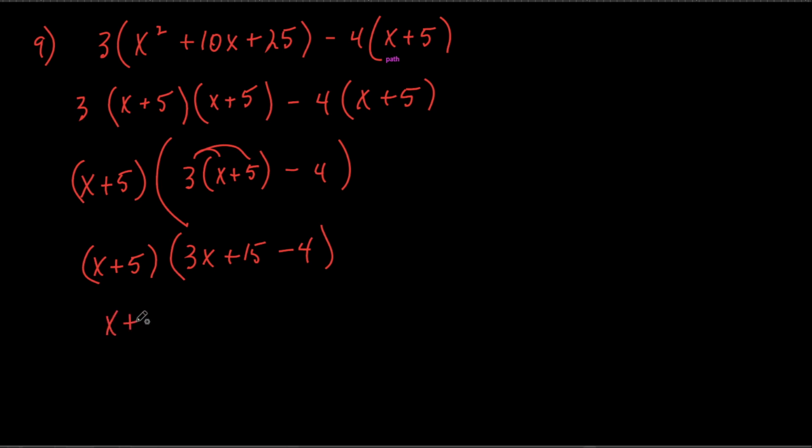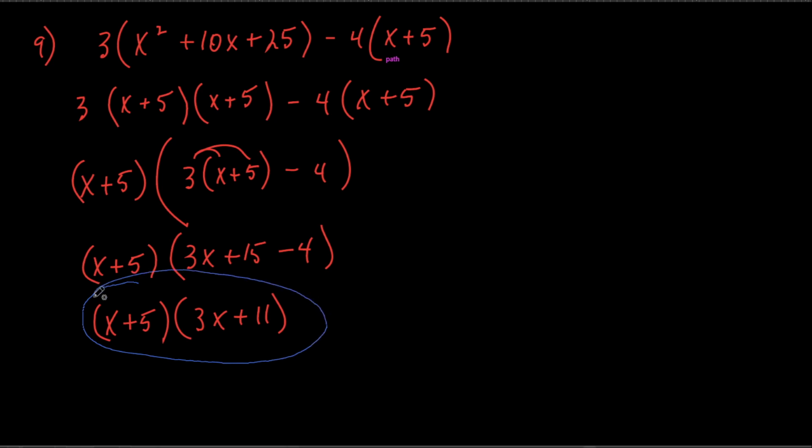I'm not going to leave it like that. I am just going to add my like terms. I got a positive 15 and a minus 4, so 15 minus 4 is 11, so it's 3x plus 11, and then that is in factored form. Remember what we're trying to do? We're trying to factor. We're trying to find what times what is equal to that initial problem that we had up there. And so x plus 5 times 3x plus 11, those 2 things multiplied together will equal all this stuff up here. That's what we're trying to do.